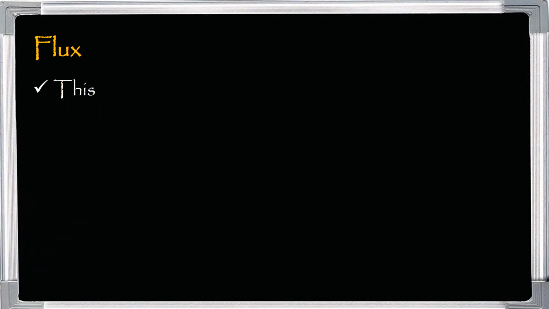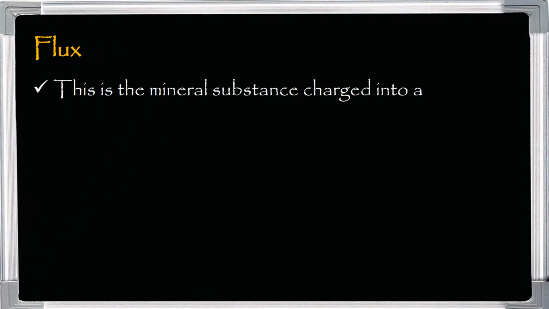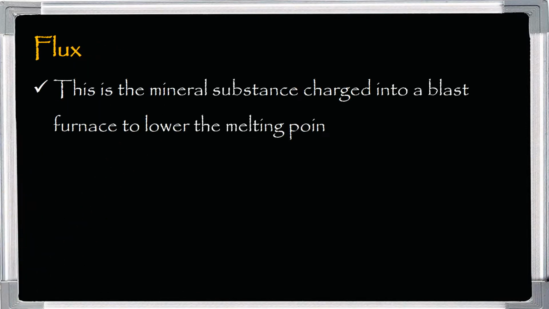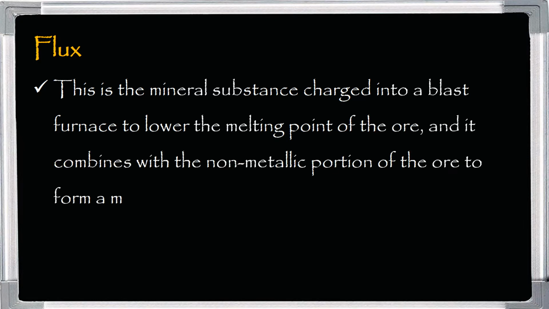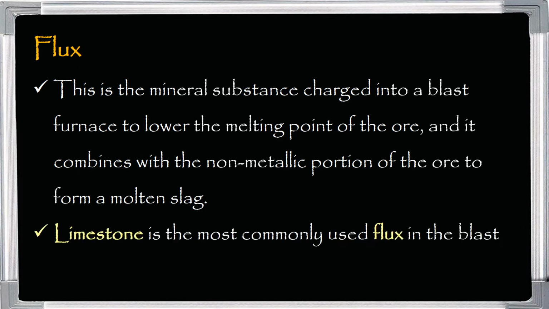Flux. This is the mineral substance charged into a blast furnace to lower the melting point of the ore, and it combines with the non-metallic portion of the ore to form a molten slag. Limestone is the most commonly used flux in the blast furnace.